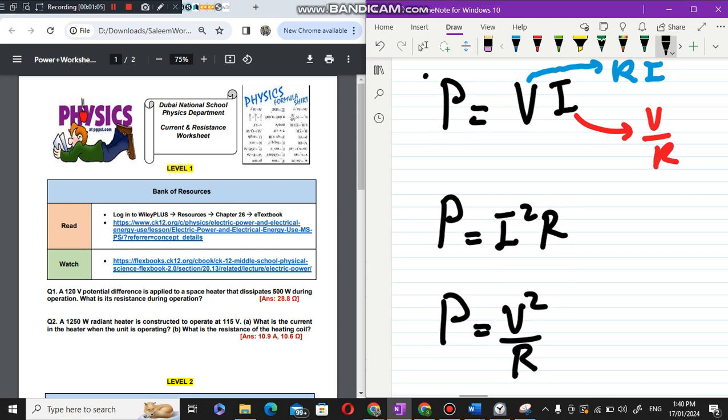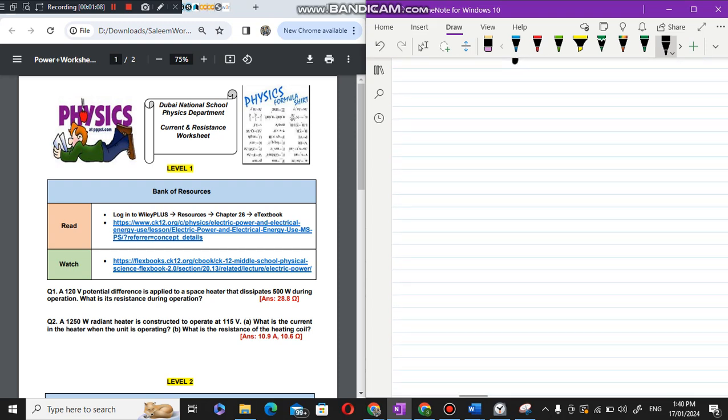So let's do some examples. So example 2 here is saying the following: a 1250 watts radiant heater is constructed to operate a 115 volts. What's the current in the heater when it's operating, and what's the resistance of the heating coil?